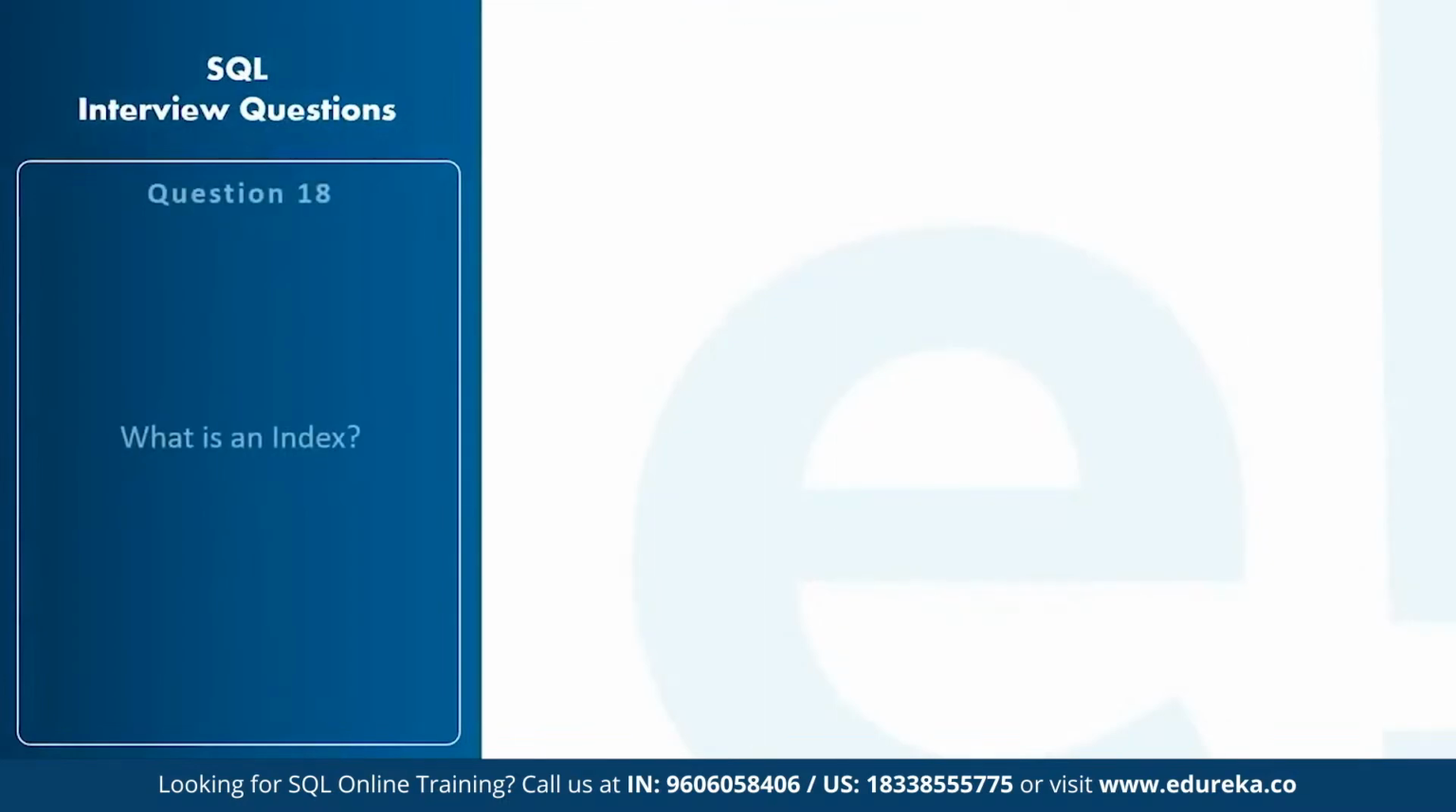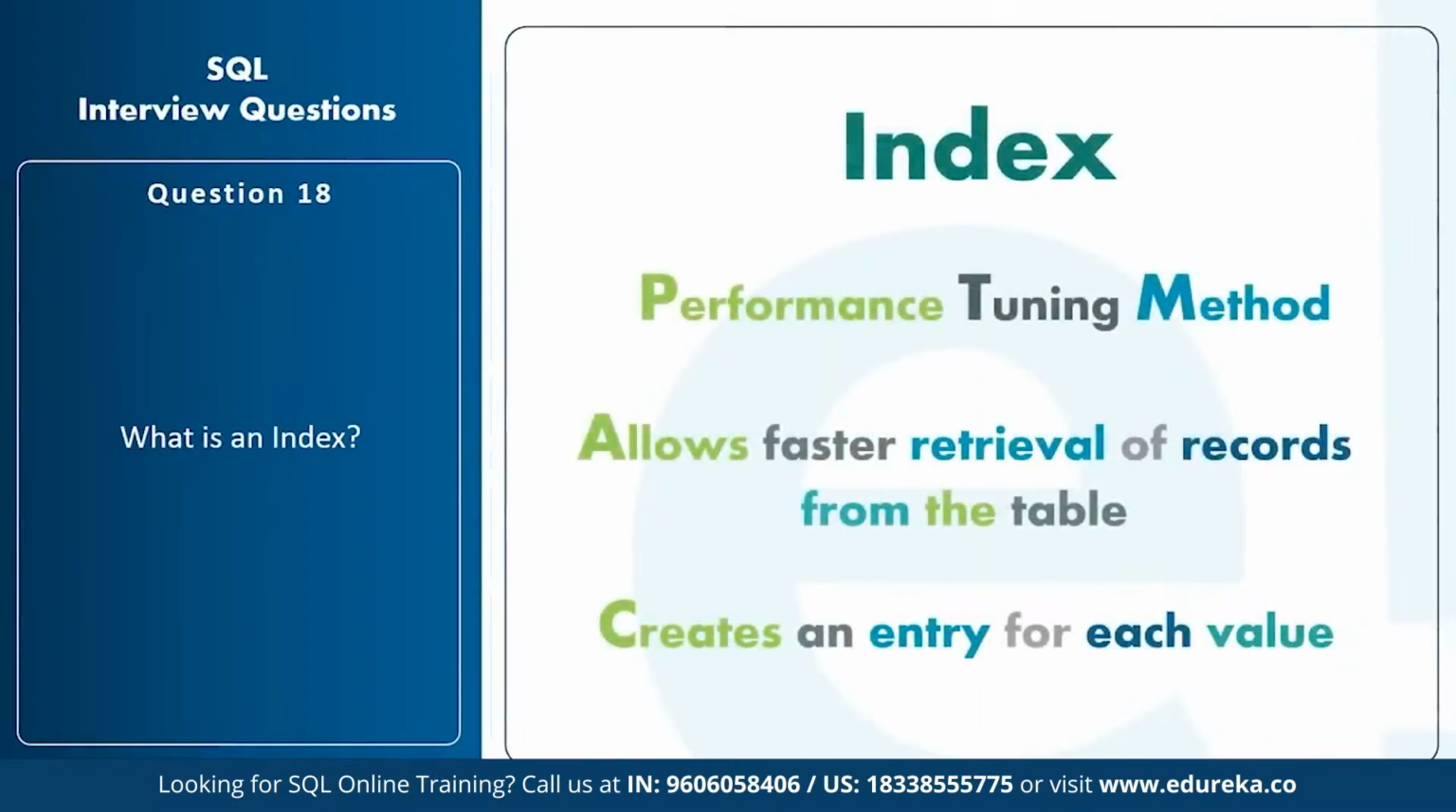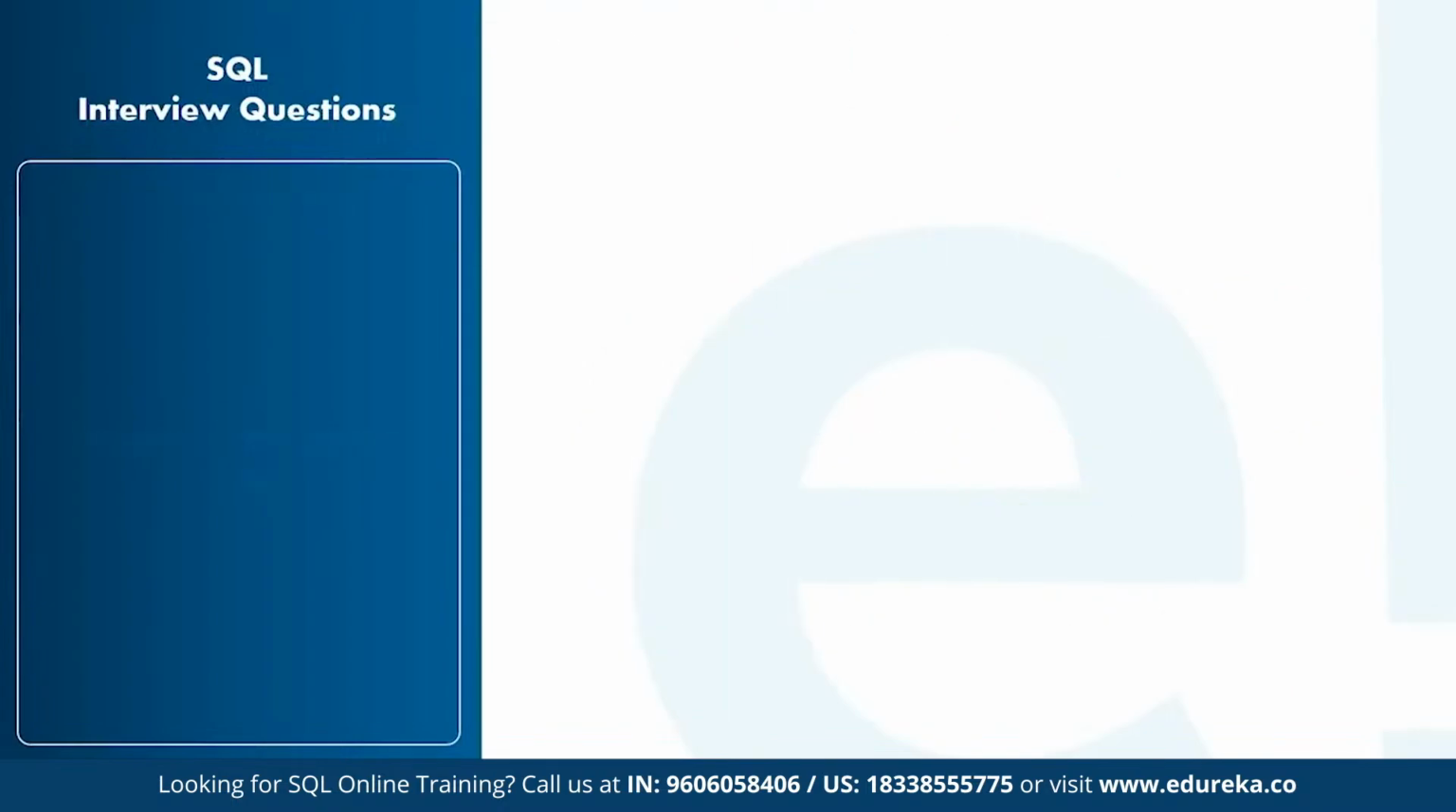Now moving forward to our next question, that is, what is an index? In the previous questions, I talked about the non-clustered index and the clustered index, right? But what exactly is an index? An index basically refers to a performance tuning method of allowing faster retrieval of records from the table. As I mentioned before, both the clustered and non-clustered indexes are used for easy retrieval of data, right? So that's what an index does. Also, an index creates an entry for each value, so to allow faster retrieval of records from the table, it basically creates an entry for each and every value.